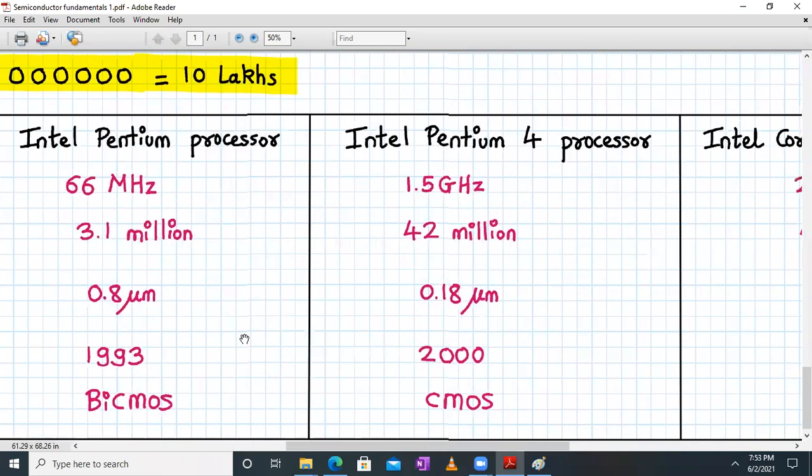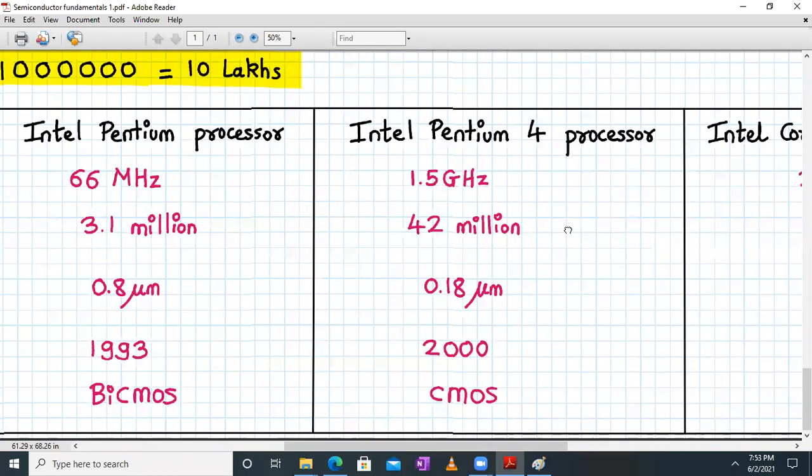Then the Intel Pentium 4 processor, which was very famous and lasted very long, had a clock frequency of 1.5 gigahertz. It came in the year 2000 and had a reduced channel length, around 0.18 micrometer, but it increased the transistors to 42 million. 42 million transistors inside the Intel Pentium 4 processor.